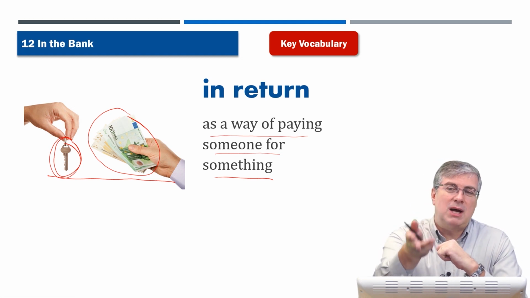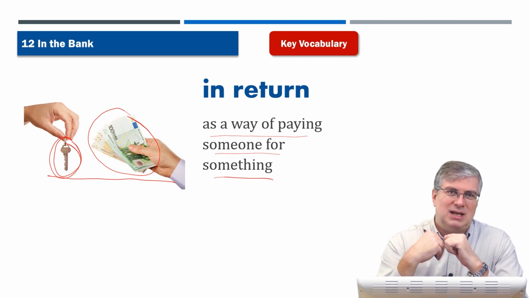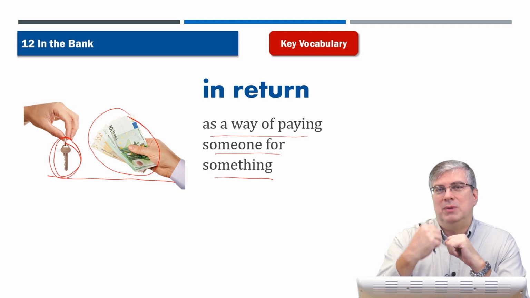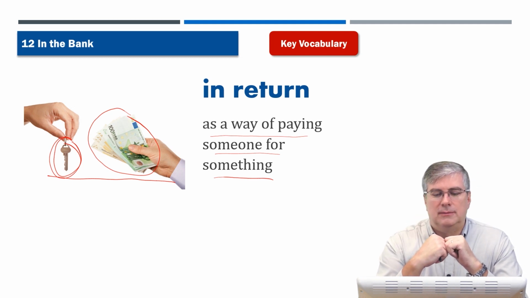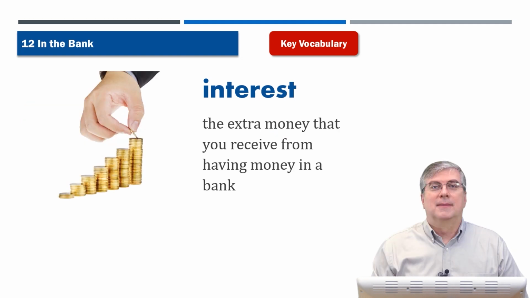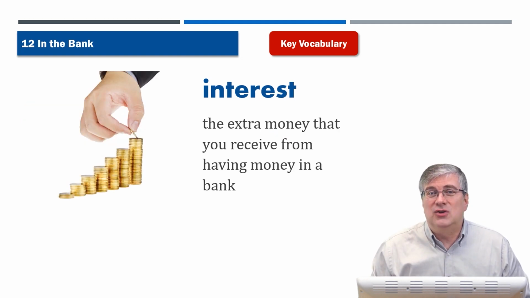But anyway, you give money. In return, the person gives you something else. So you give someone A, they give you B in return. Okay? It's a way of paying someone for something. Okay, the next word is interest.